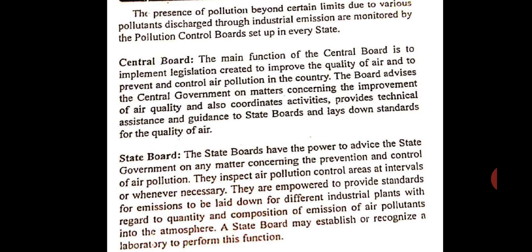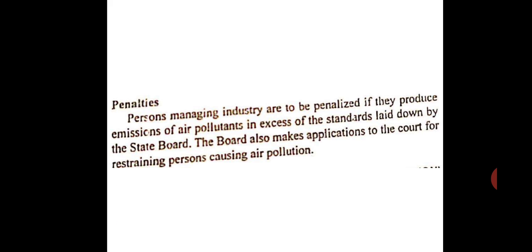A state board may establish or recognize a laboratory to perform this function, and even the central government's Central Pollution Control Board has a lot of laboratories. They check many properties of water, air, soil, etc. And they have established almost full-fledged laboratories for the same. And even some private laboratories are also there, which are doing consultancy business.